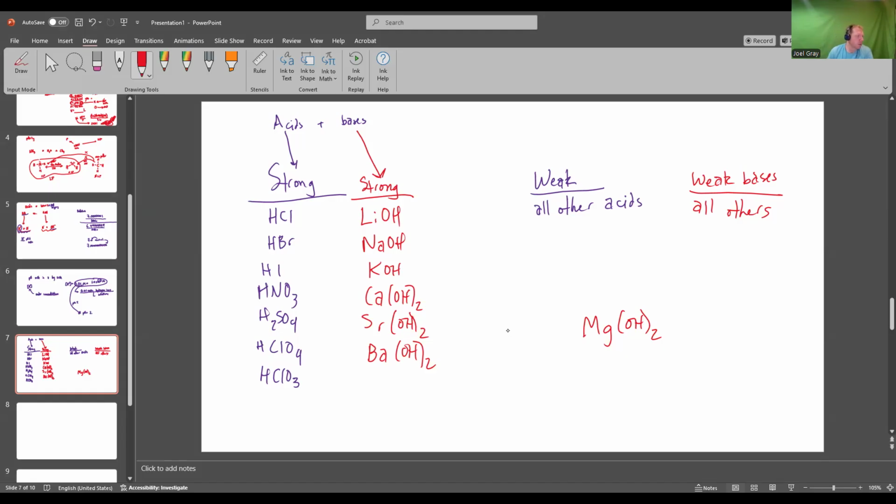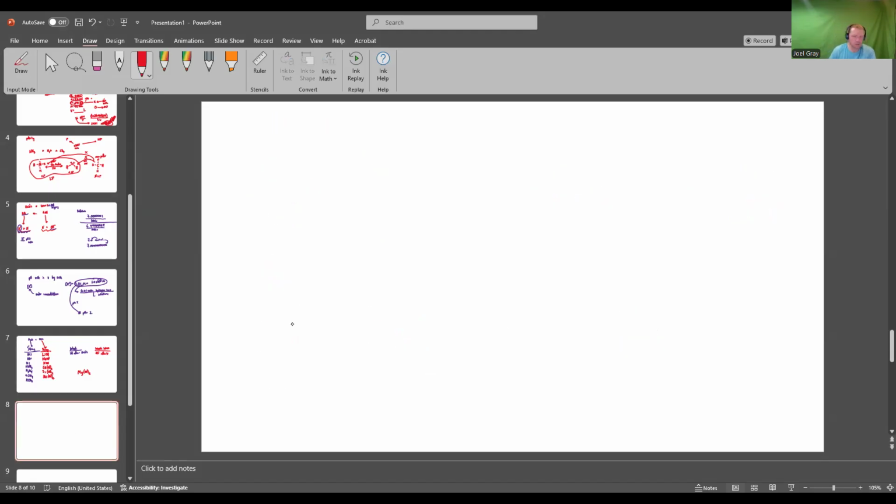Now, when it comes to strong and weak bases and strong and weak acids, the strength is because of dissociation.